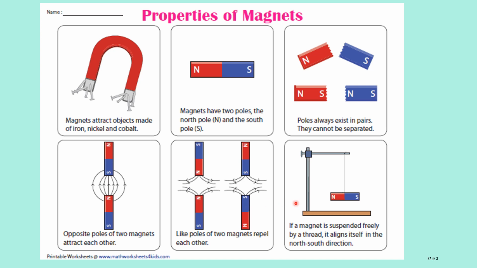Next property, if a magnet is suspended freely by a thread, it aligns itself in the north-south direction. If you suspend a magnet freely, then it will come to rest in the north-south direction. Therefore, the magnet always aligns in the north-south direction. These are a few important properties of a magnet.